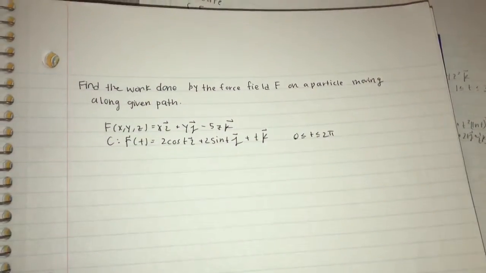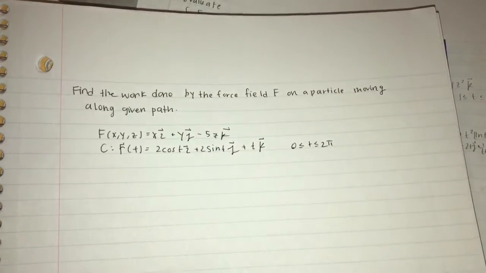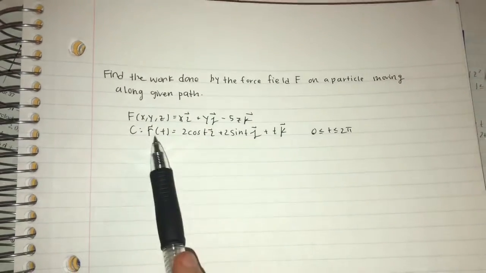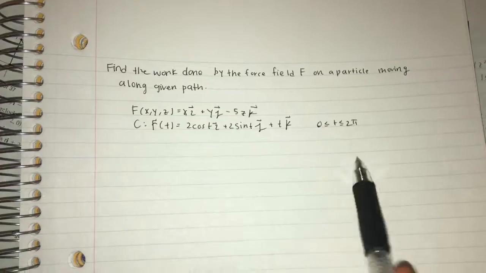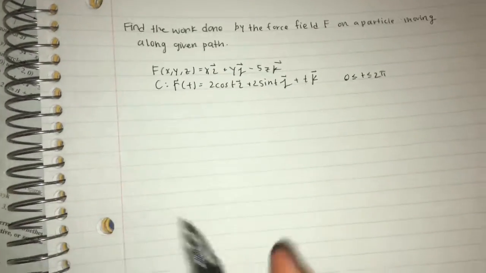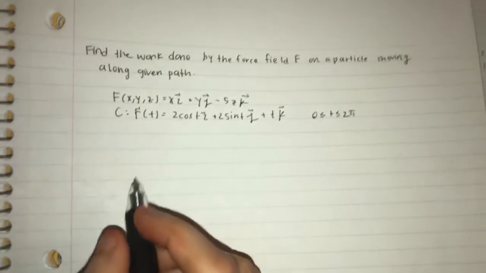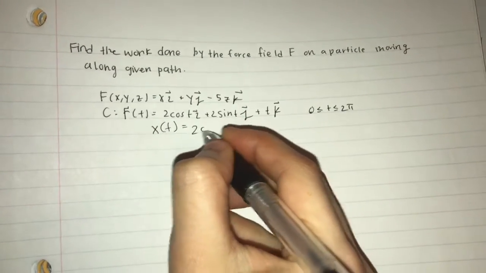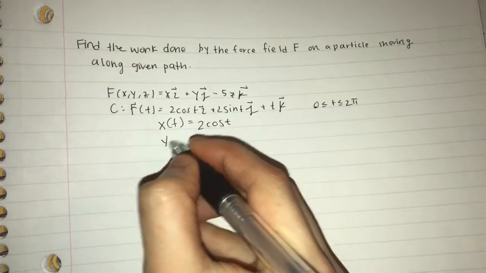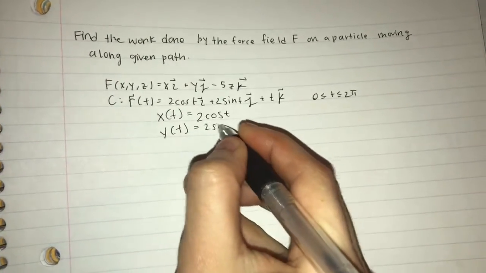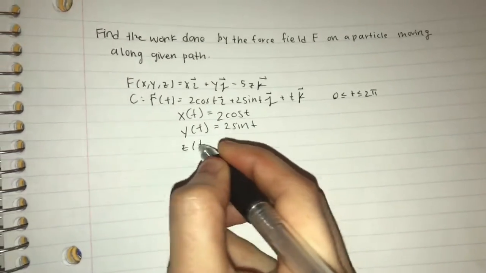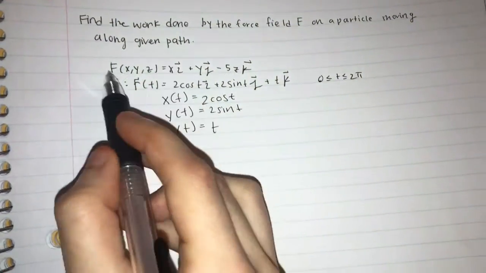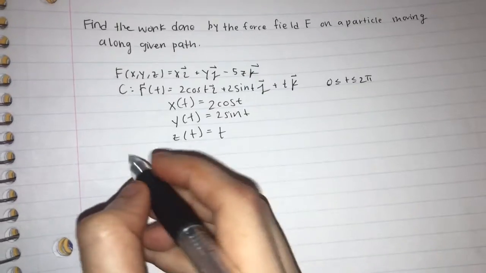So in this example, we're going to find the work done by the force field on a particle moving along the given path. So all this information is given to us, and this is the path, and the bounds are also given. So we're first going to start off by finding the parameters. So x of t is 2 cosine t, y of t is 2 sine t, and z of t is t.